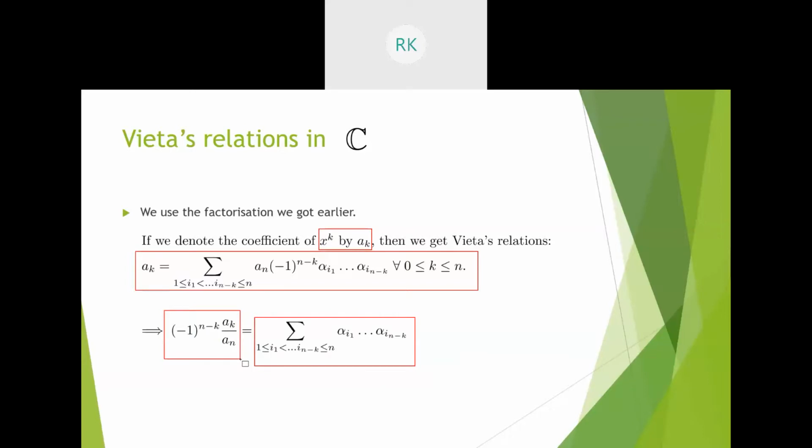So in shorthand, or let's say not exactly in shorthand, we can remember this in this way. Suppose we want the sum of product of roots taken n minus k at a time, and that is equal to minus 1 power n minus k into ak by a_n. So this is the general case of the Vieta's relation that you saw in the quadratic case.